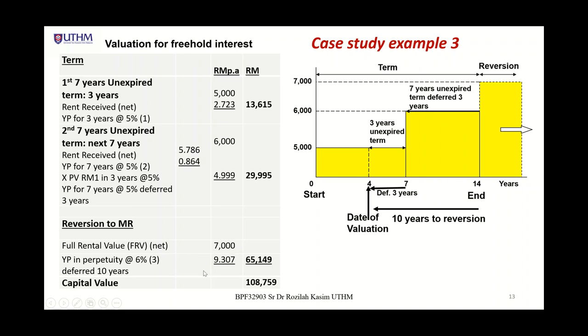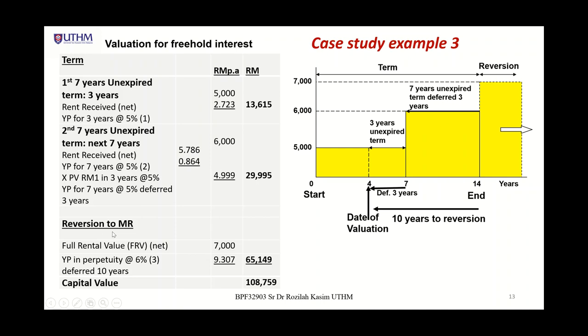And then, of course, after the tenancy ends at the end of year 10, the property will be returned to the owner, the landlord. But it can only be returned to the landlord after the tenancy agreement has ended, which is after 10 years. That's why the 7,000 per annum can only be obtained by the landlord after 10 years, which is deferred 10 years.